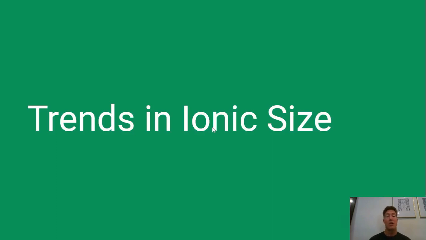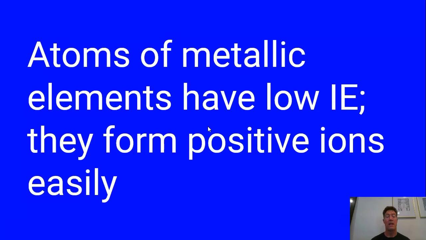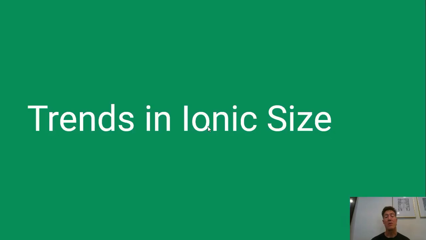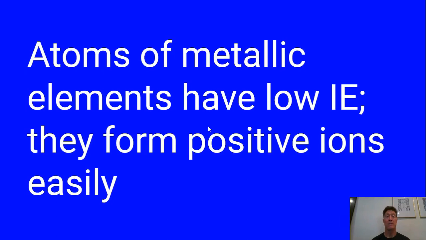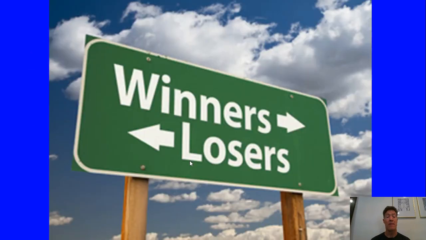Now let's talk about trends in ionic size. This is the third thing, and this is going to be very similar to trends in atom size, as we're going to see. So we know that atoms of metallic elements have low ionization energy. That is, it doesn't take a lot of energy to form positive ions. They form those very easily.